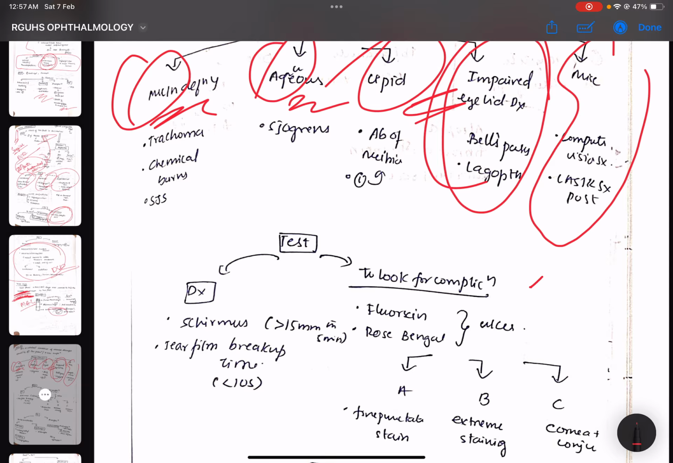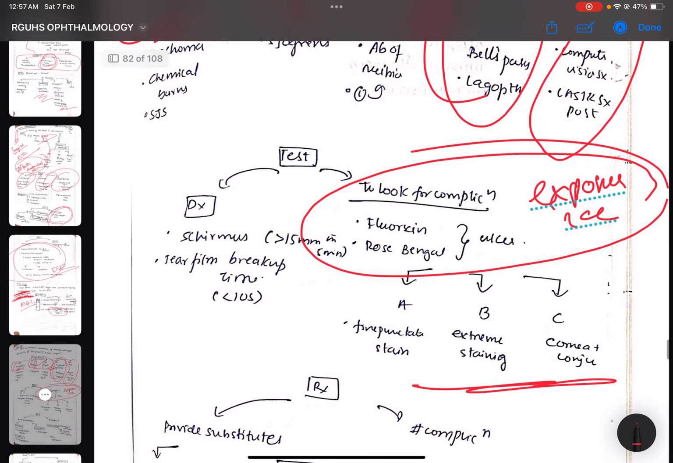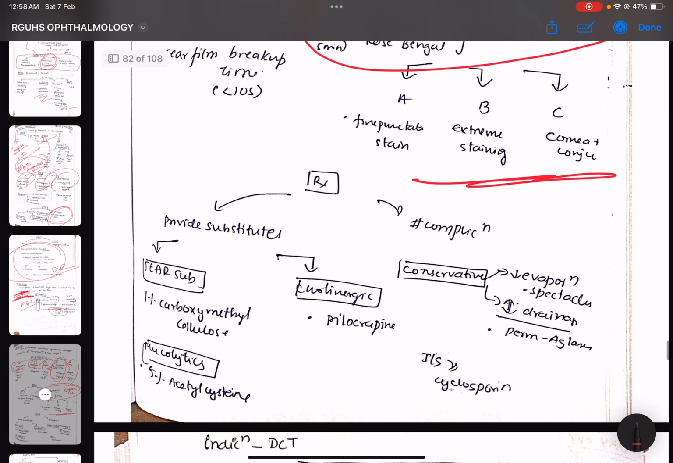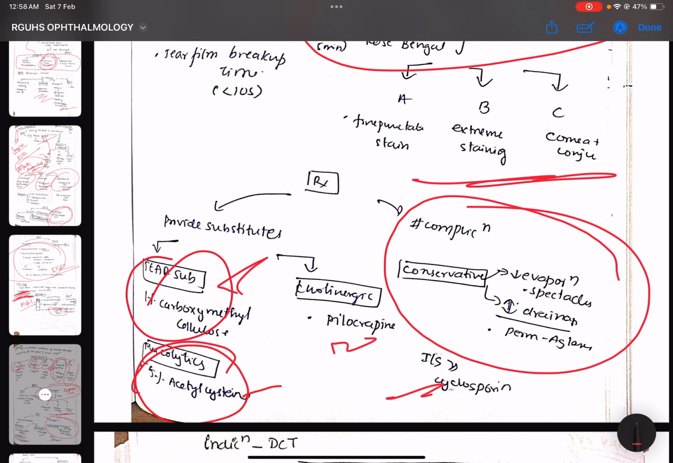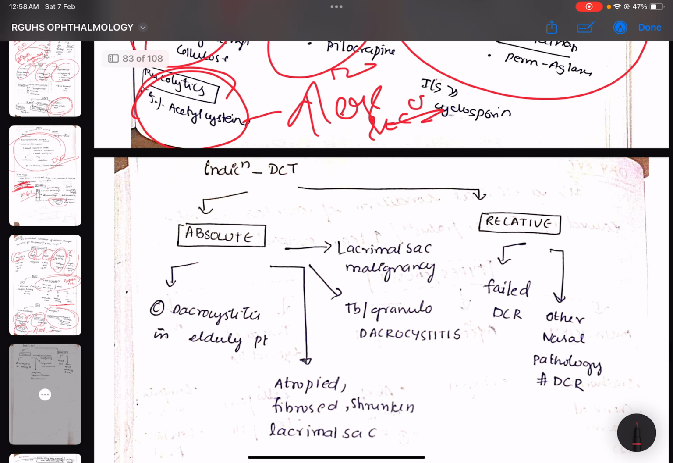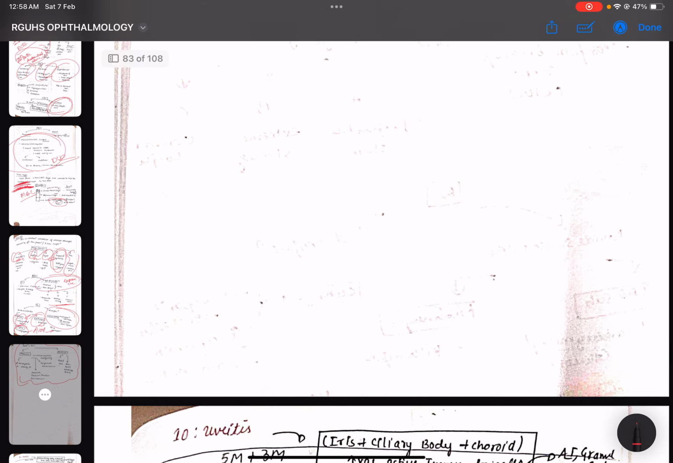You have to evaluate for exposure keratitis, for which you will do fluorescein or rose bengal staining, and you check for ulcer also. Again, these are the treatments which you will do. The major thing is you have to prevent complications, and these are the things which you will do to increase tear secretions also. Again, indications, I think if you read this, you should be able to understand.